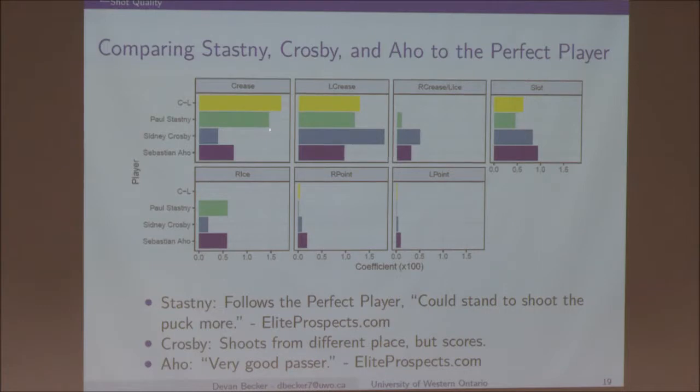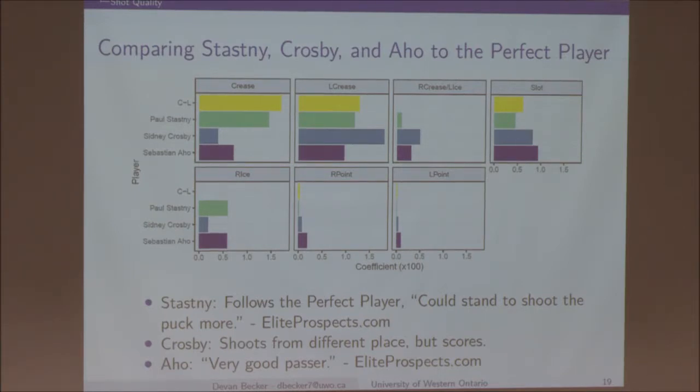He doesn't tend to shoot from the same places. He shoots too much from the right crease. He's shooting from the point as a left-handed center. He's not shooting from where my analysis says he should shoot from, and his description is he's a very good passer. So I've got three examples on here. Stastny tends to shoot from where he should, and he doesn't score as much as he should. Crosby doesn't shoot from where my analysis says he should, and he scores a lot. And Aho doesn't shoot from where I say he should, and he doesn't score a lot.